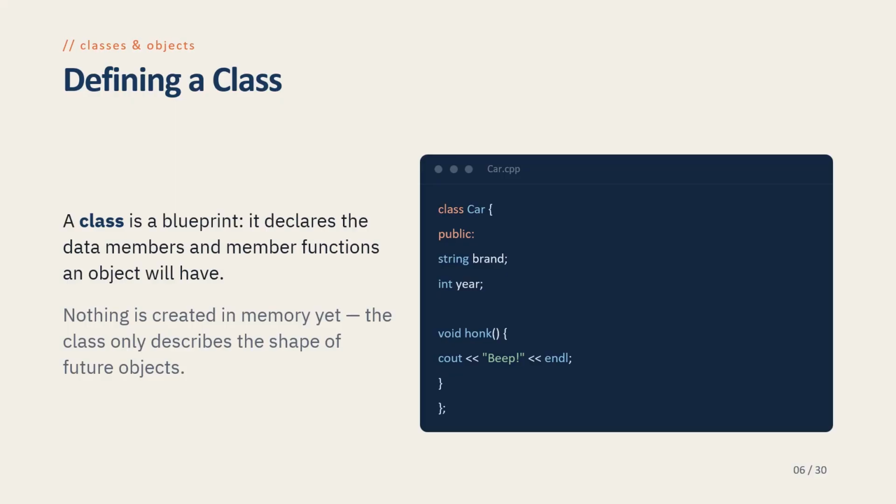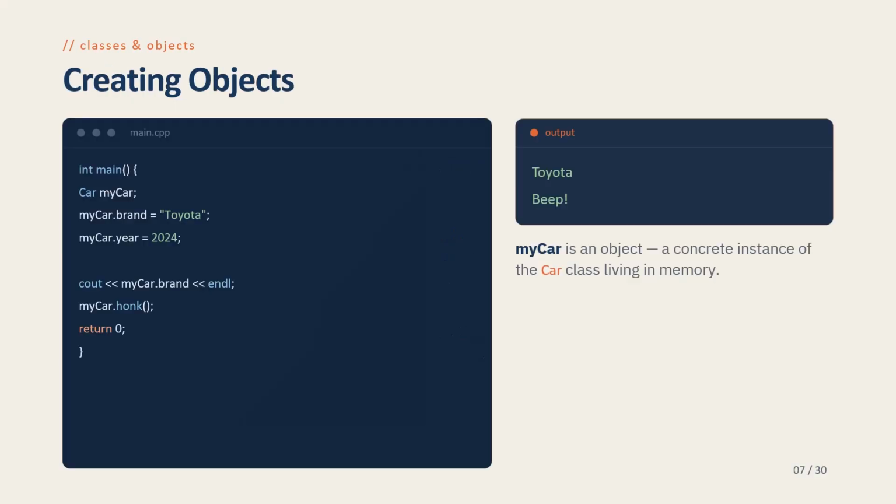So here, defining a class. A class is a blueprint. It declares the data members and member functions an object will have. Nothing is created in memory. The class only describes the shape of the future objects. Here, Car is the class.